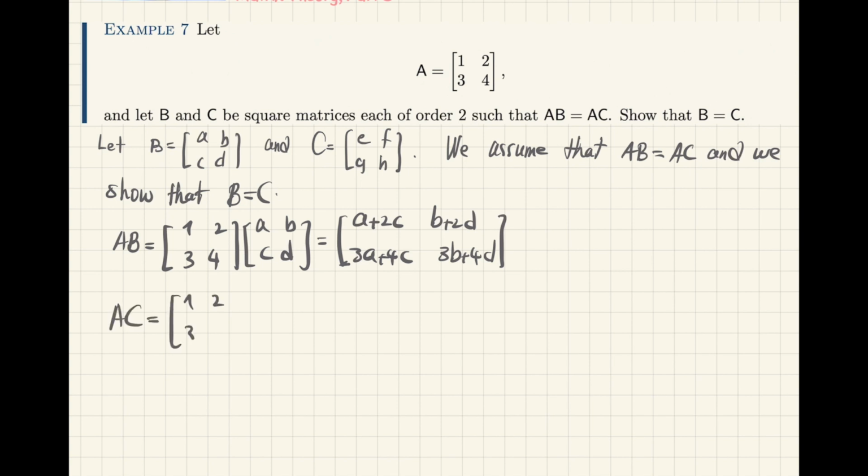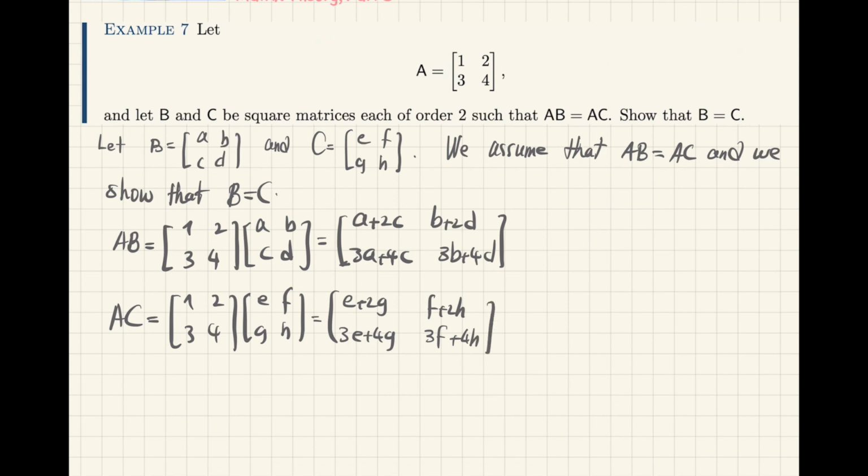So [1, 2; 3, 4] multiplied by C, which is [e, f; g, h]. If I calculate this, it becomes e plus 2g, f plus 2h, 3e plus 4g, and 3f plus 4h. But now you are telling me AB is equal to AC. So this matrix should be equal to this matrix. So equality of these two matrices implies 4 equations.